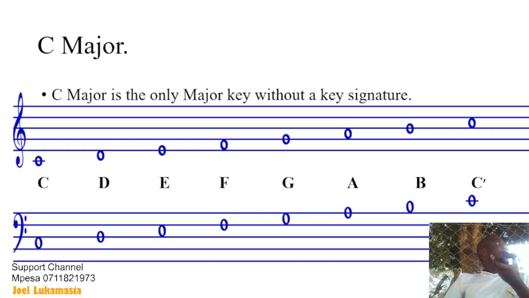So the first key we're going to talk about is the C major key. C major is the only major key that does not have a key signature. You can see at the beginning here, we don't have any sharps or flats. We don't have accidentals here. So this is the only natural key, and it doesn't have a key signature.